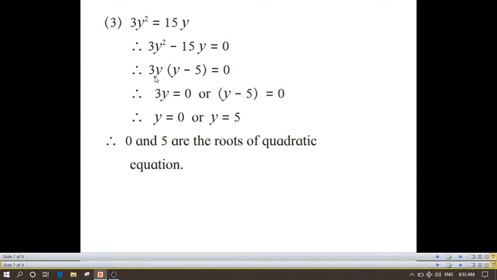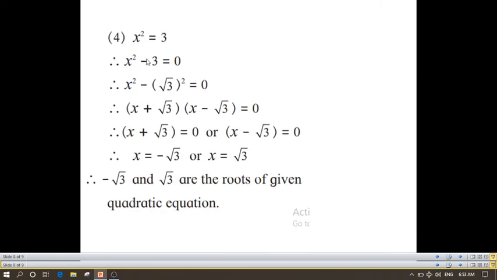So 3y is a common factor. We get in another bracket y − 5. So 3y into (y − 5) = 0. So these are the two linear factors, and the product of these two linear factors is equal to 0. So one must be 0. So 3y = 0 or y − 5 = 0. In 3y = 0, 3 is non-zero. So y must be 0. So y = 0 or y = 5. So 0 and 5 are the roots of the given quadratic equation.